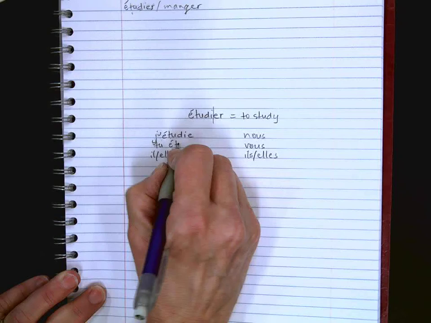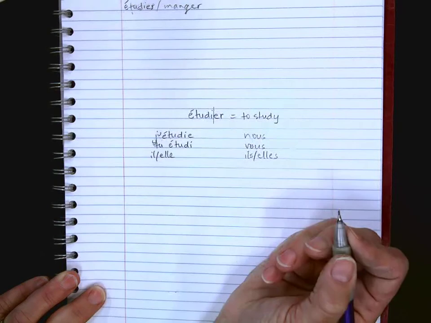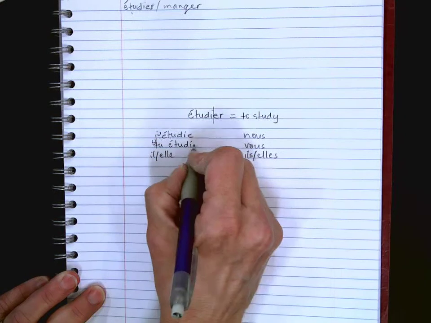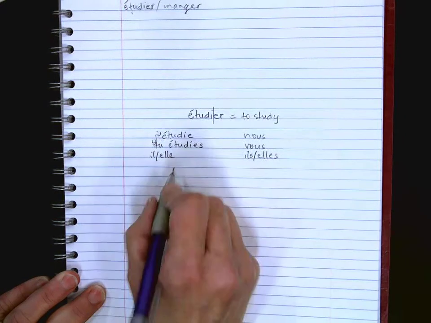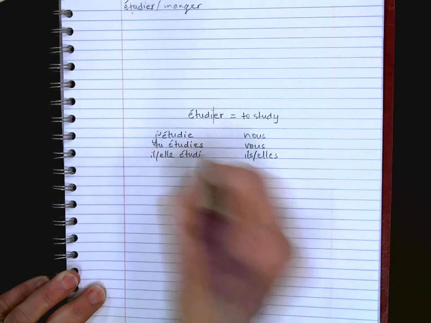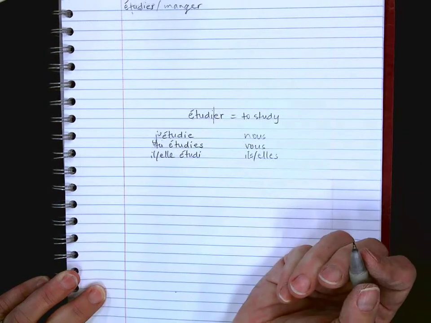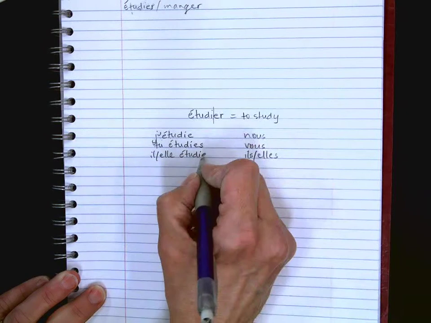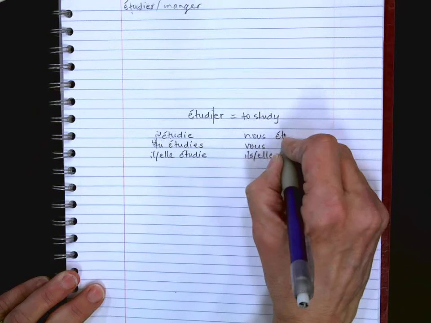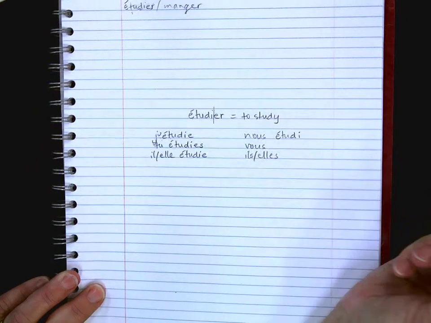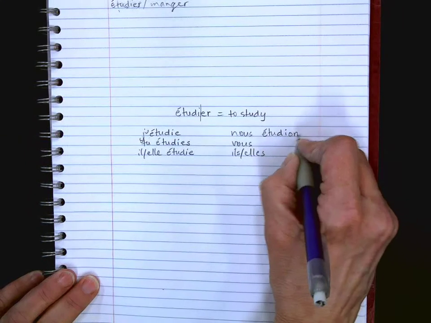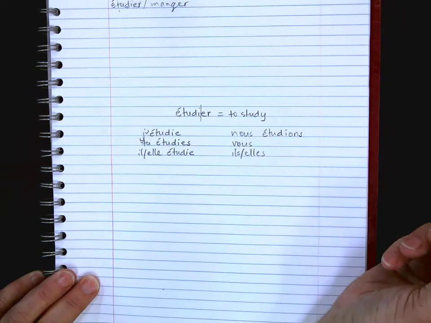Okay, here's the next one. Here's the stem. Tu étudies. What ending goes on? It's es. Right? Tu étudies. Here's the stem. Il, elle, étudie. With this ending, E. Nous étudions. So you have étudier as your stem. ONS. Nous étudions.